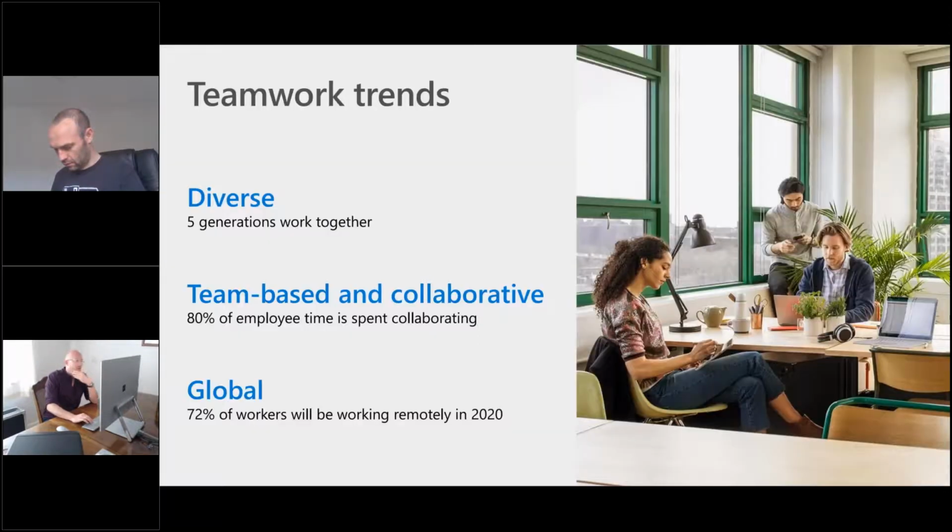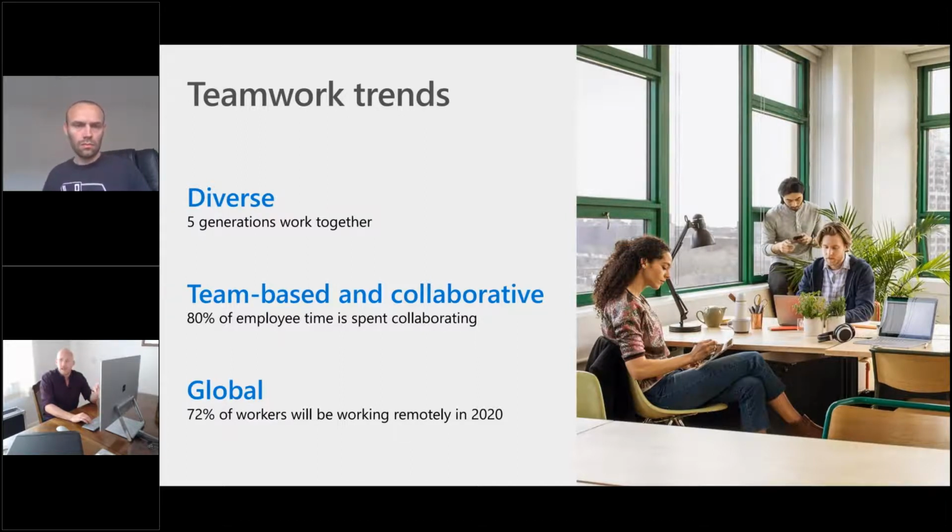I wanted to pop this on here, which is a few stats around teamwork trends. Diversity in the workplace is ever greater. We've got up to 5 generations of people working together. Some of those people might prefer to communicate via telephone, some via IM, some might prefer email. How do we pull all of these things together and make a singular pane of glass where people can go to collaborate and work?